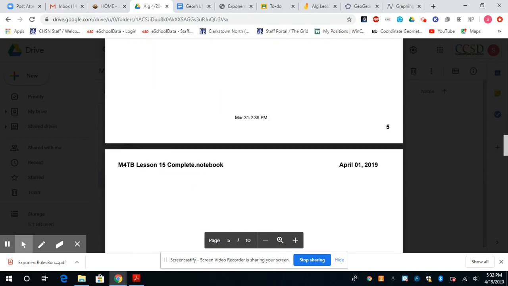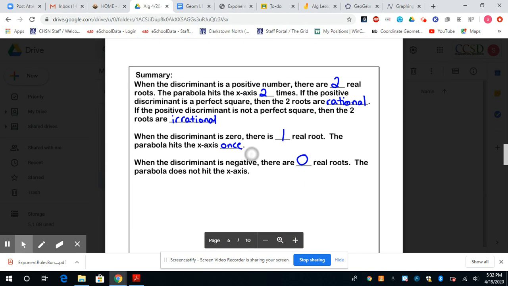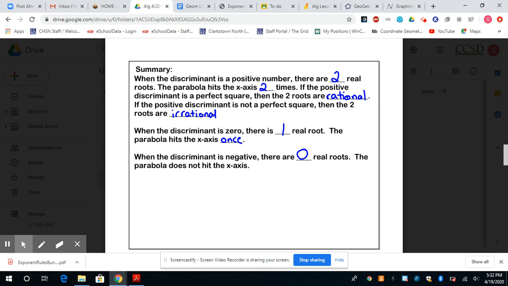All right. So basically, if you want to write a summary in your notes, this is a really good summary. When the discriminant is a positive number, these are basically the rules. If the discriminant, or the number under the radical, is a positive number, there are 2 real roots. The parabola hits the x-axis 2 times. If the positive discriminant is a perfect square, then the 2 roots are rational. Okay, meaning they're real numbers. Okay, if the positive discriminant is not a perfect square, then the 2 roots are irrational.